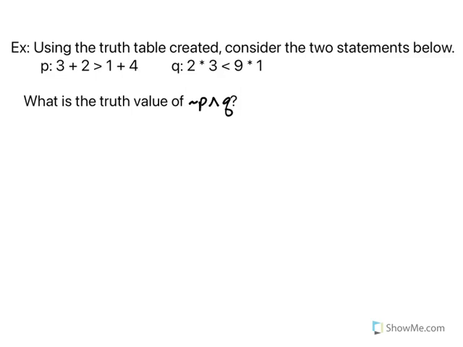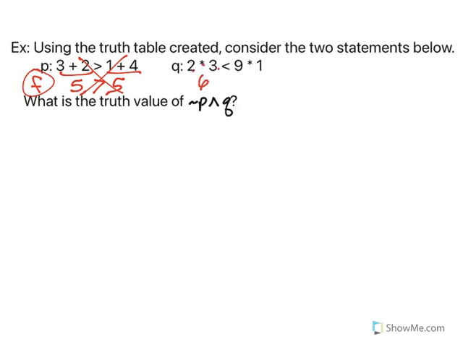Let's do a different type of example here. Using the truth table created, we're going to create our own line. Consider the two statements. P is 3 plus 2 is less than 1 plus 4, and Q is 2 times 3 is less than 9 times 1. What is the truth value of not P and Q? Let's just think about P here. 3 plus 2 is 5. Is that less than 1 plus 4, which is also 5? Is 5 less than 5? No. So P is false.